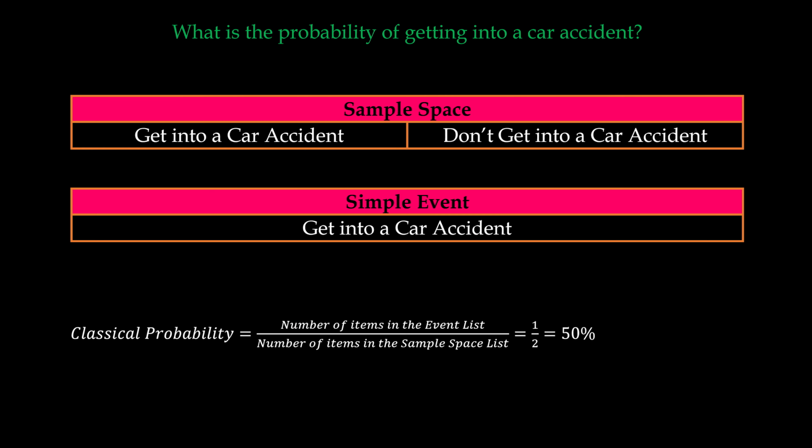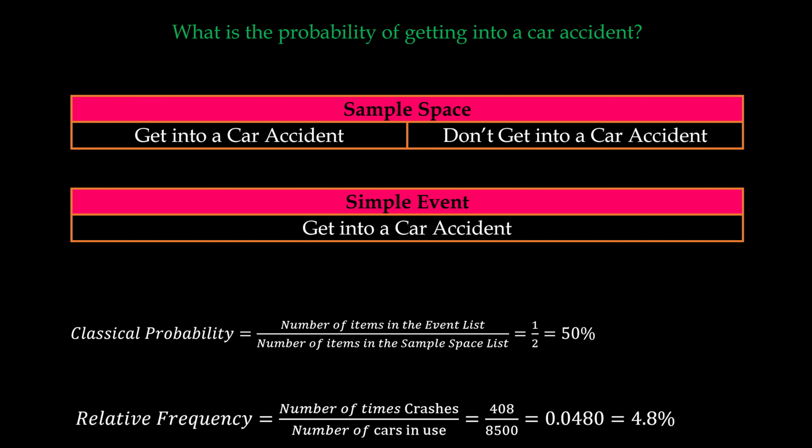So, if we want to know what the probability of getting into a car accident is, we can take all the cars in use in a year and the number of them that have crashed. Each car would be considered a repeated procedure, and each crash would be considered an item in my event list. If I take their ratio, I can find an approximation of the probability of getting into a car accident. Now this number seems way more reasonable.